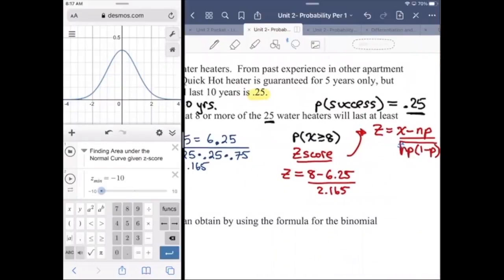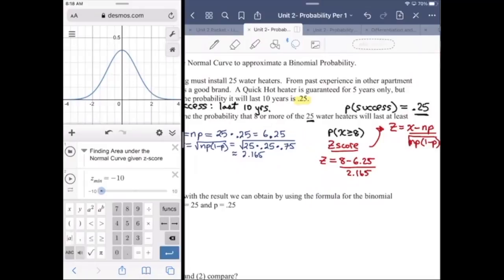I don't think that's overly necessary, especially with Desmos. But you might see variations of this formula along the way. Some people like to divide out an n to make things a little more user-friendly, and in fact, we're going to do that later on.